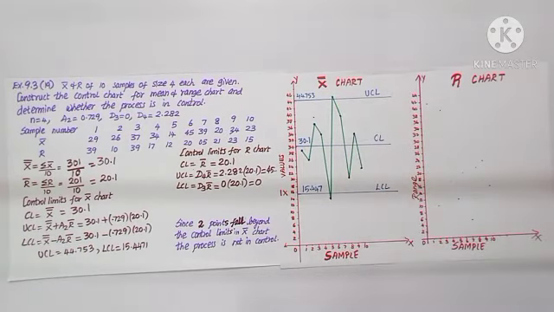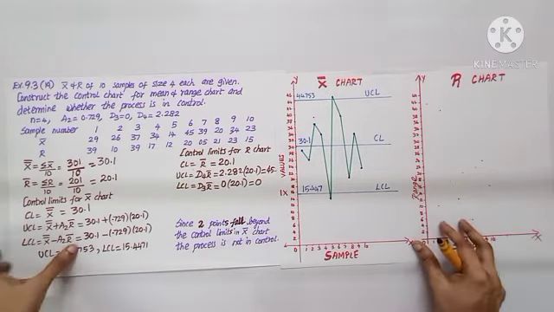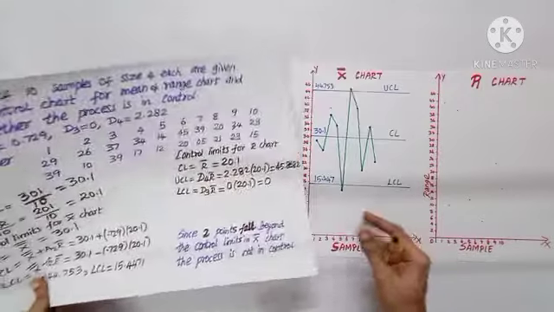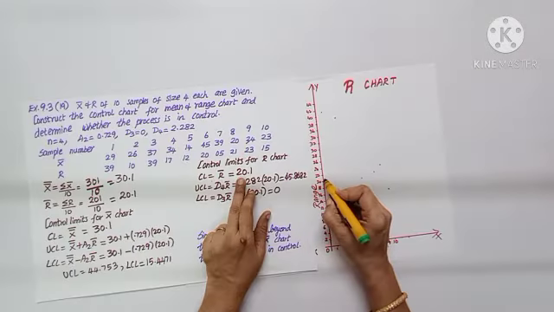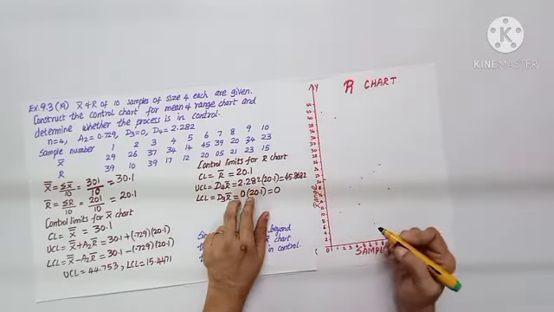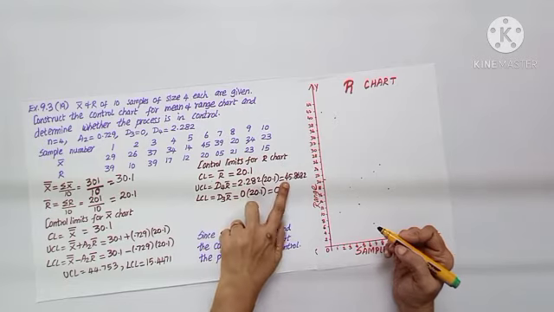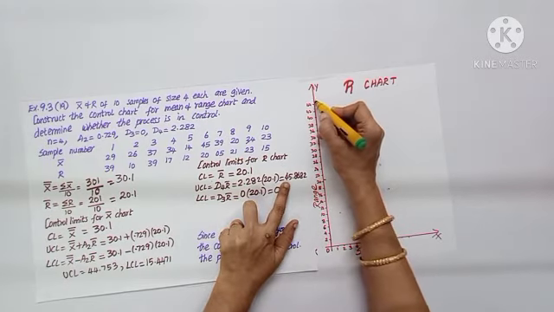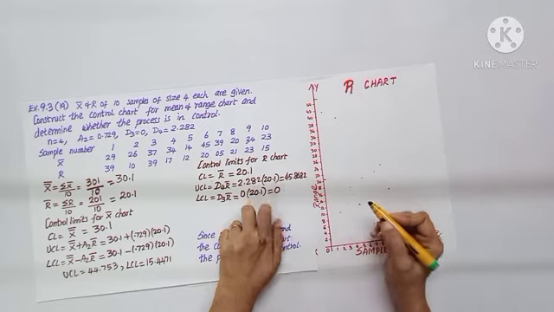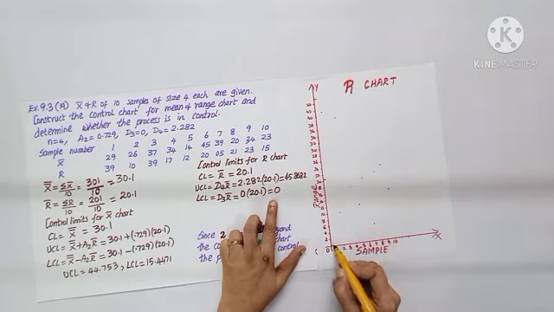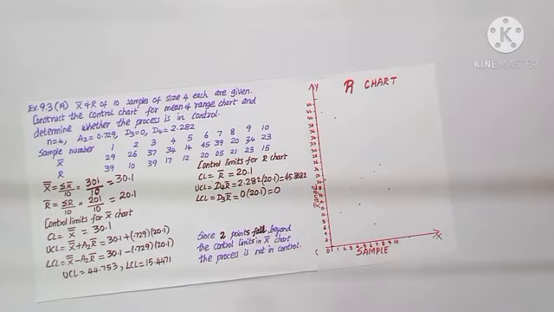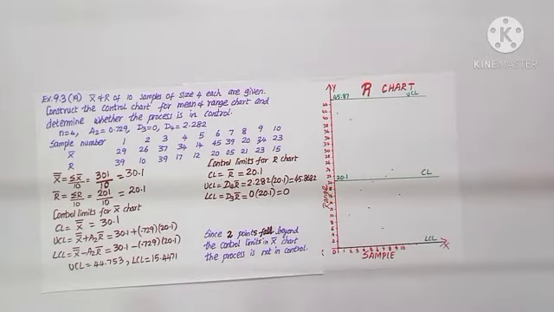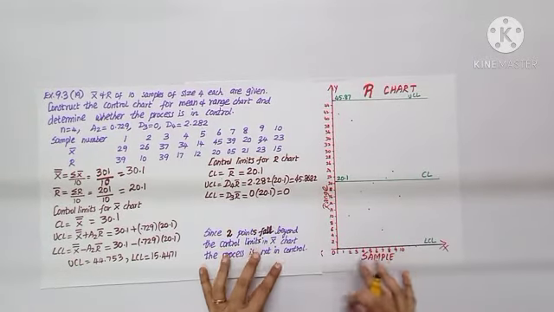Let us proceed on to R chart. For R chart, CL is 20.1. Here it is. UCL 45.8. Here it is. LCL 0. Here it is. Let us draw the lines. Let us plot the points.